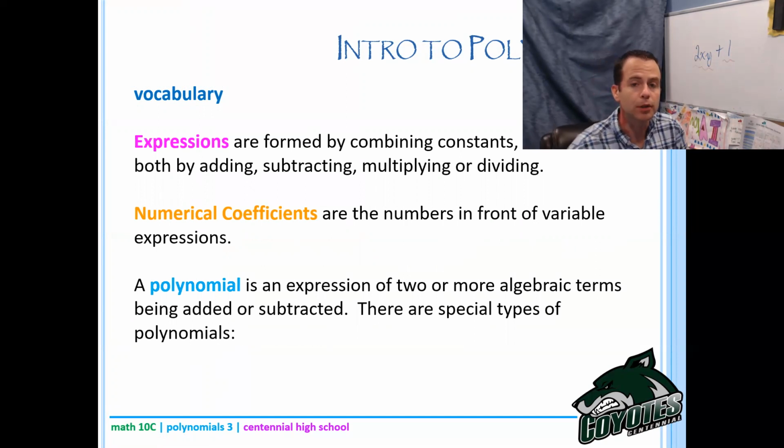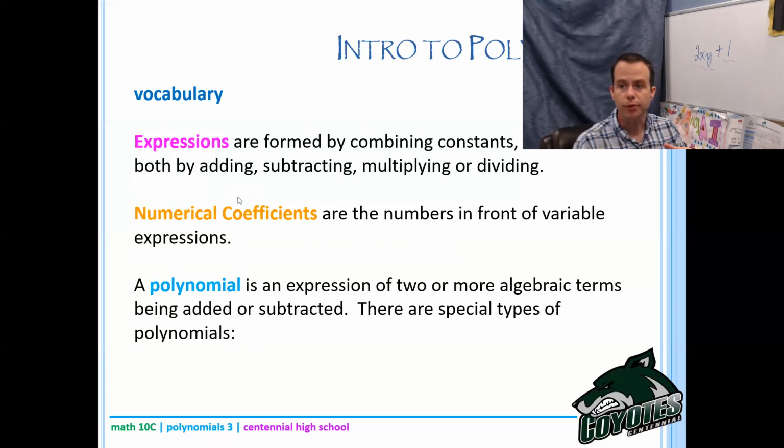A polynomial, poly and nomial are actually 2 Latin words. Poly is Latin for many, and nomial is Latin for numbers. So a polynomial literally translates as many numbers. It's an expression of 2 or more algebraic terms that are being added or subtracted. Now, there are some special types of polynomials. Remember, just because we have special types doesn't mean it's no longer called a polynomial as well.